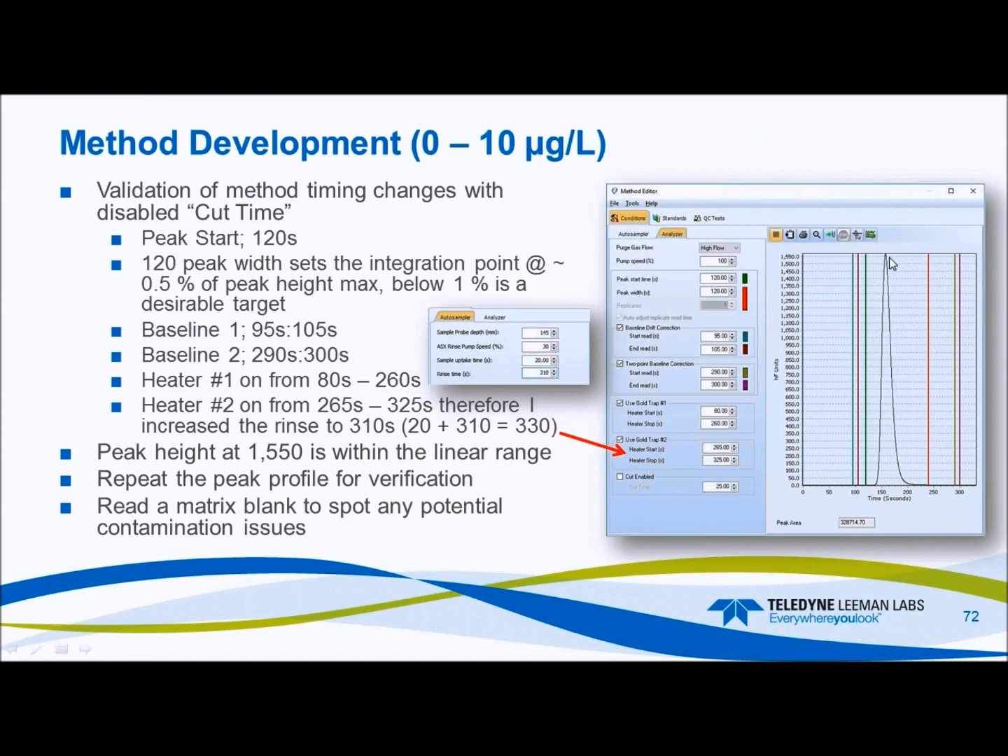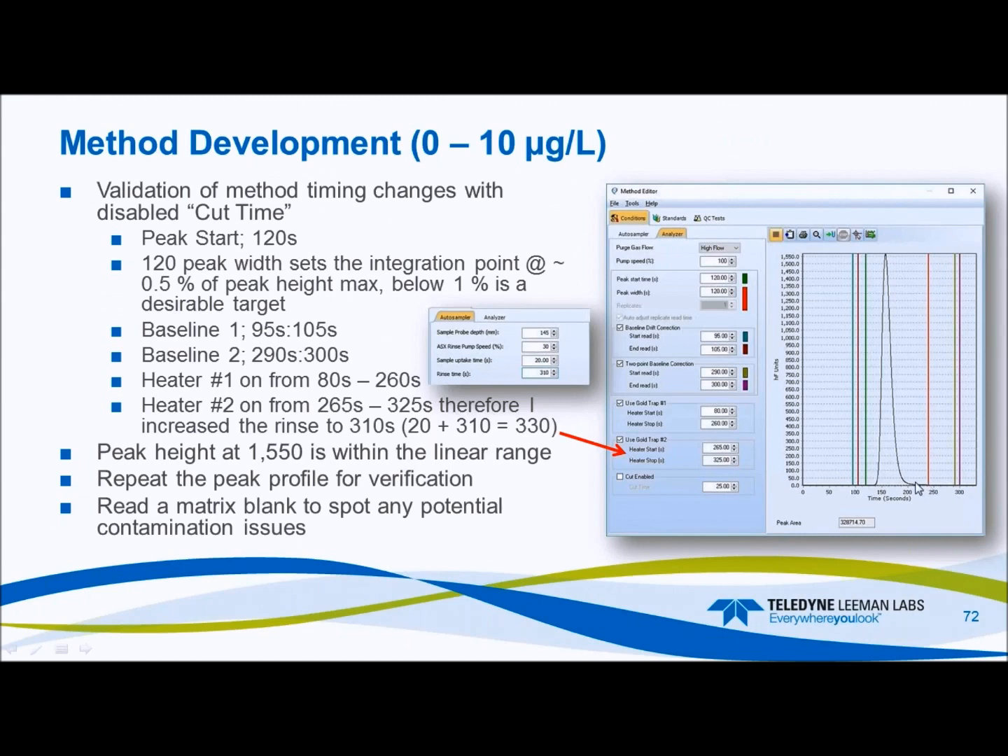Here it is at 1500 or 1600 units in height. I'm below my nonlinear, so I'm in good shape. The peak starts at 120 seconds. The peak width is 120 seconds wide. Everything looks really, really good. So now I can adjust my integration for my baseline correction points. I can put those in there.